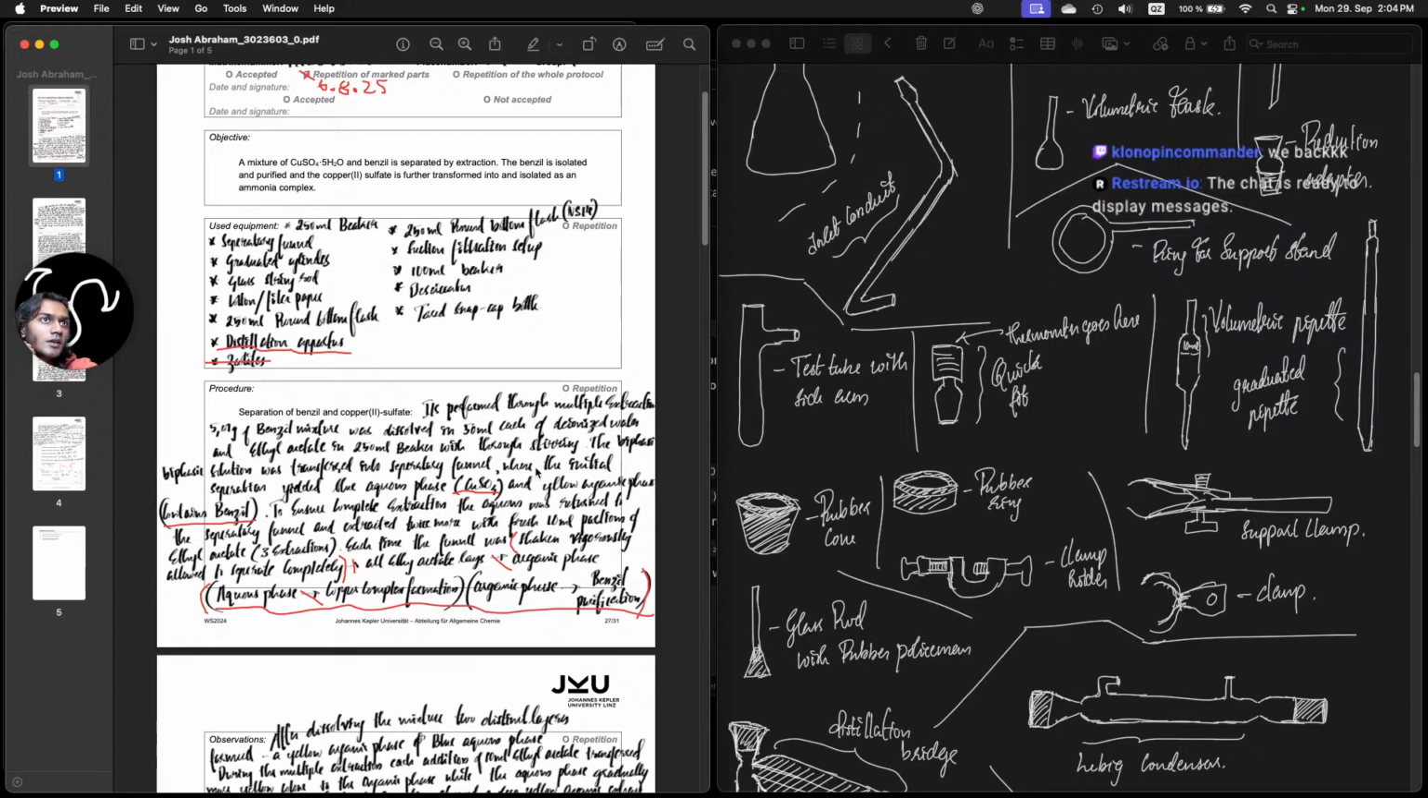The biphasic solution was transferred into a separatory funnel, where the initial separation yielded an aqueous solution and a yellow organic solution where benzil was. To ensure complete extraction, the aqueous layer was returned to the separatory funnel and extracted twice more with fresh 10 milliliter portions of ethyl acetate. Each time the funnel was shaken vigorously and allowed to separate completely. The ethyl acetate lies in the organic phase, and the aqueous phase holds the copper complex.